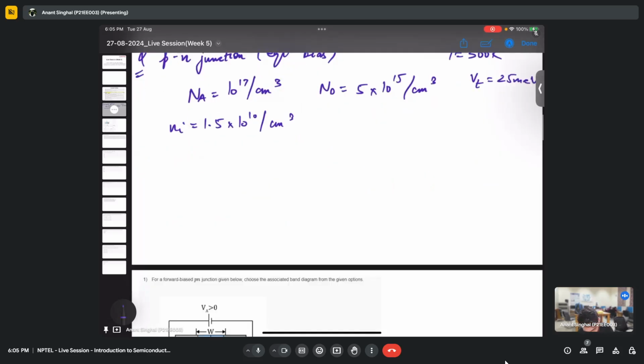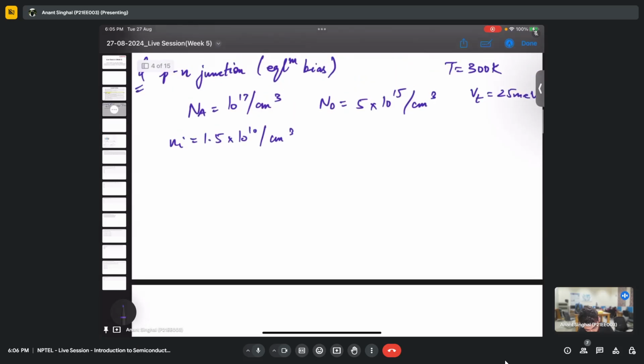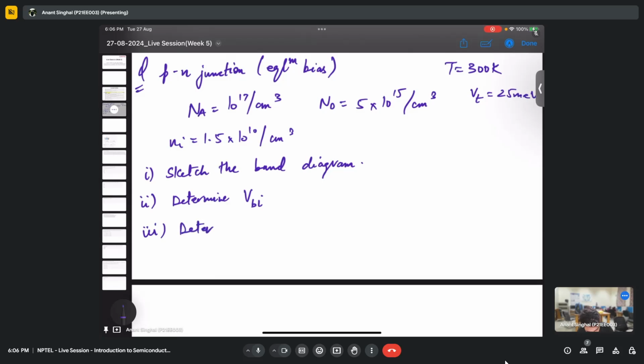The first problem is you need to sketch the band diagram for this particular PN junction. The second problem is you need to determine the built-in potential, that is, VBI. The third problem is to determine XP and XN, that is, the depletion width on the P side and the N side. And at last, you need to determine the electric field.